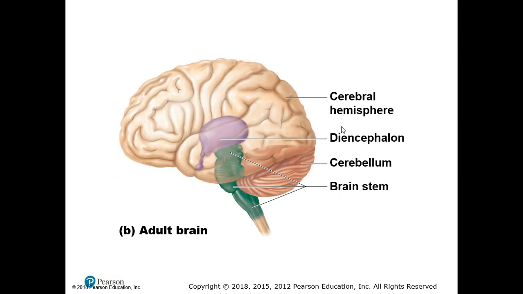Here's an image to show the adult brain. Again, we're going to focus a majority of today's lesson on the cerebral hemisphere, which is the largest structure that most people identify when they look at a brain picture. Tomorrow, or in the next lesson, we're going to talk about the diencephalon, the cerebellum, and the brainstem. These structures are more internal, and so you don't see them necessarily when you're looking at a brain.